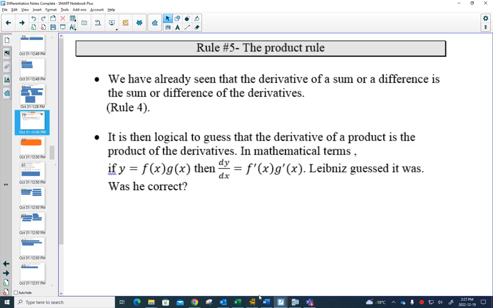We should have had that review on tape, but we start now with the recording. And rule number 5, the product rule.